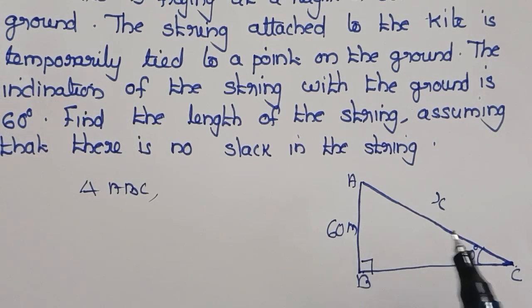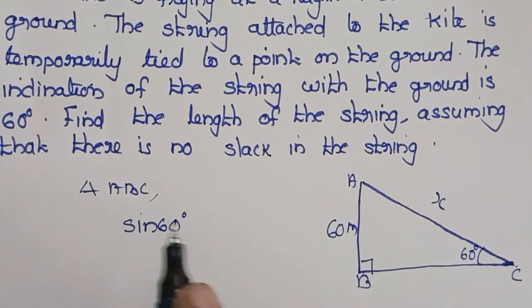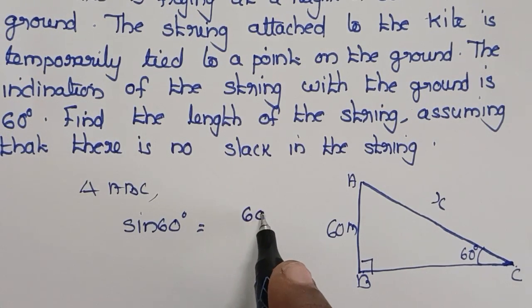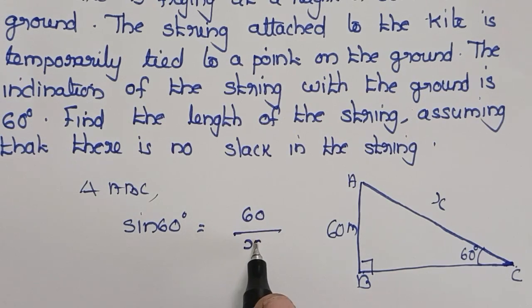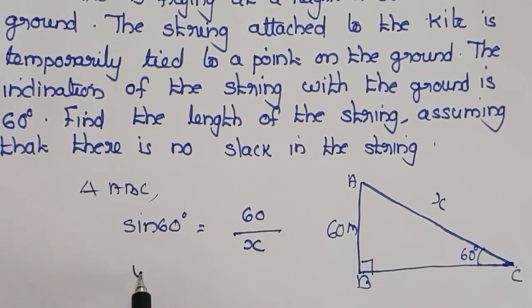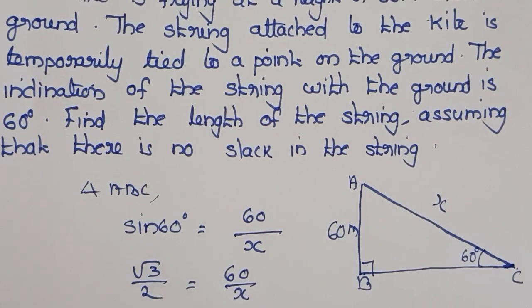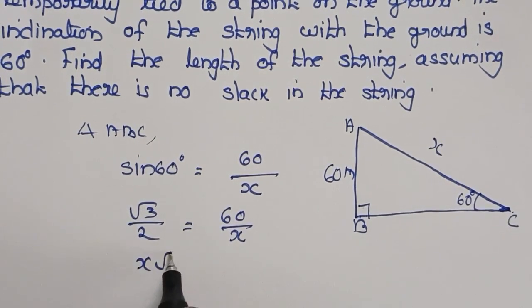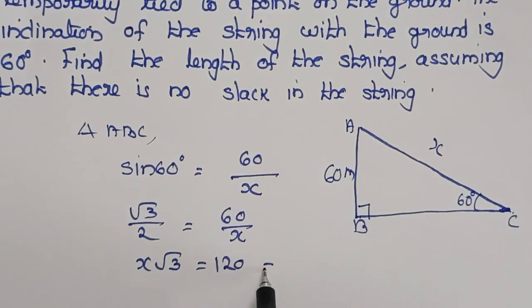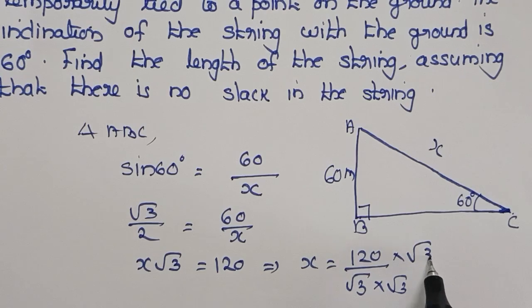Now in triangle ABC, we have to connect opposite side and hypotenuse of angle 60 degree. So take sine 60 degree. Sine 60 degree equal to opposite side 60 by hypotenuse x. Sine 60 equal to root 3 by 2, that is equal to 60 by x. Cross multiplying we get x root 3 equal to 120 or x equal to 120 divided by root 3.